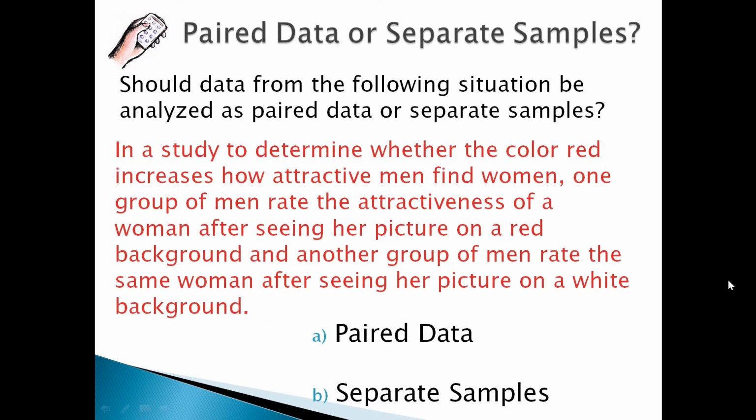Let's see another one. In a study to determine whether the color red increases how attractive men find women, one group of men rate the attractiveness of a woman after seeing her picture on a red background, and another group of men rate the same woman after seeing her picture on a white background. In this experiment, our cases went through different sets of treatments. Group 1 went through one treatment and group 2 went through another treatment. So this would be separate samples.